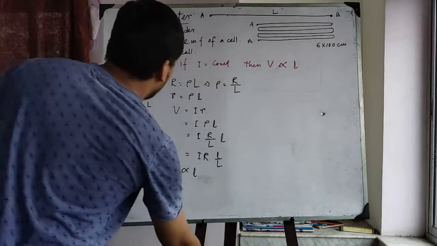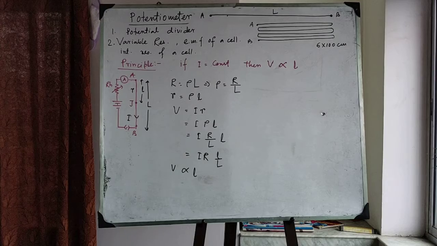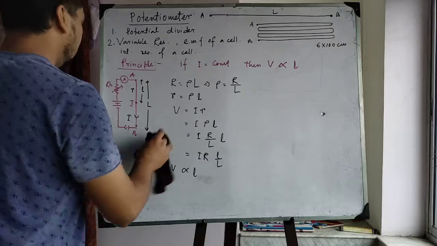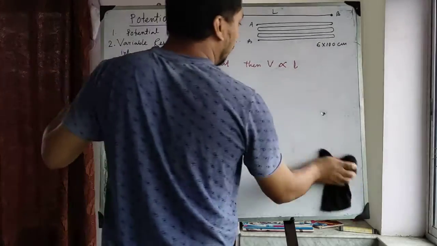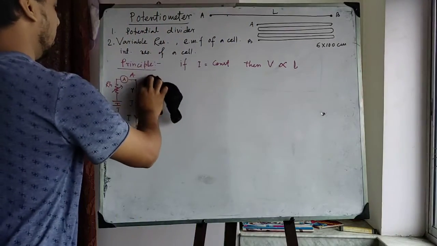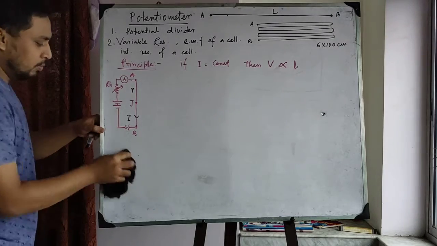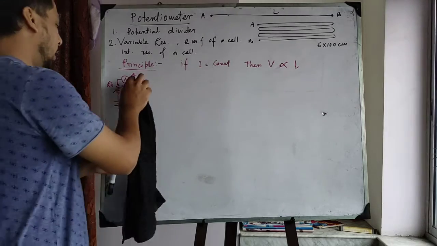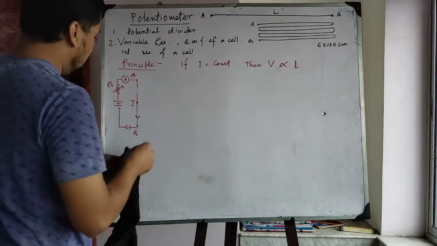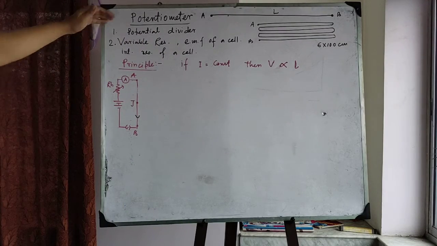Now we shall use this principle to find out the EMF of a cell. Before starting this, you should know the difference between the EMF and terminal potential difference of a cell. We can use a voltmeter to find out the terminal potential difference, but we cannot find out the EMF of the cell by a voltmeter. So to find out the EMF, we have to use another device called a potentiometer.